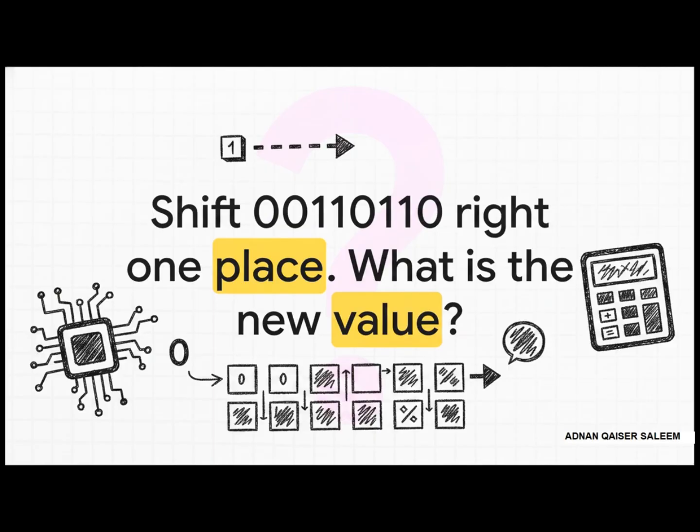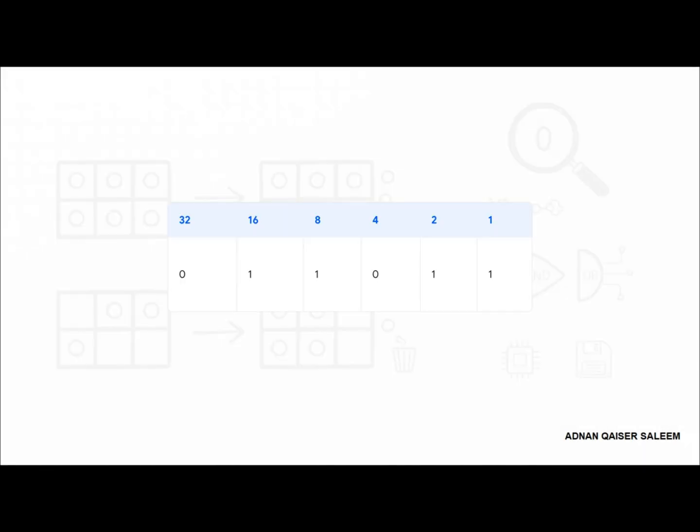All right, it's your turn. Pause this explainer and try it yourself using the rules we just went over. Take the binary number 00110110. Now, perform a logical shift 1 place to the right. Work out the new binary and then figure out the new denary value. Go ahead, I'll wait. Okay, how did you do?